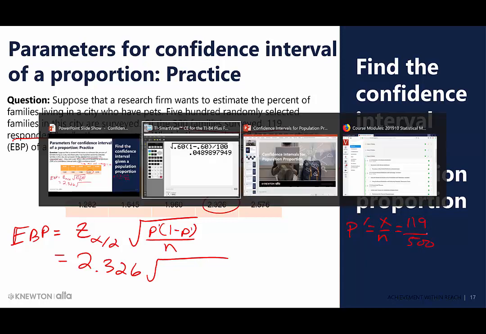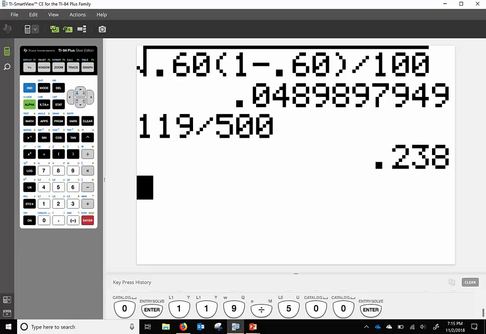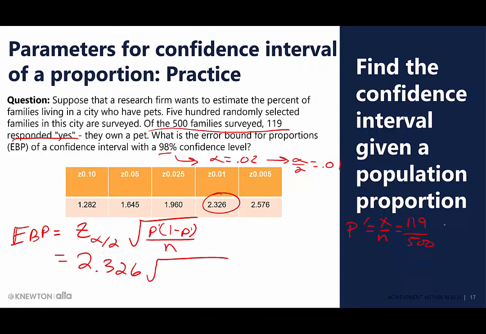Let's see what that works out to give us. 119 divided by 500 is 0.238. So our P prime is 0.238, which means, here we go, we could do the error bound of proportions. It's 0.238 times 1 minus 0.238 over N, which is our sample size of 500.